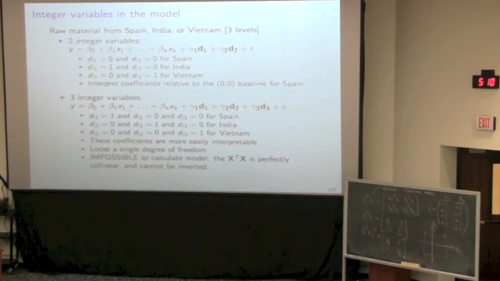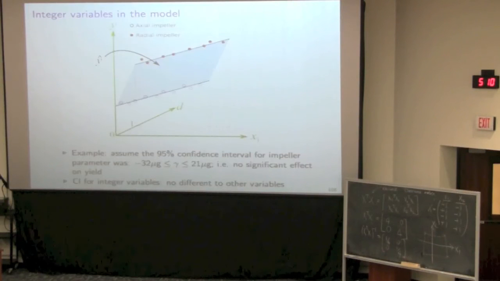Well, how do we deal with these three locations? We've got three discrete values: Spain, India, Vietnam. I cannot go use a 0, a 1, or a 2. You might be tempted to do that and think, well, here I used 0 for axial, 1 for radial, I can just go add a 2, a 3, a 4. Well, that's not really correct.